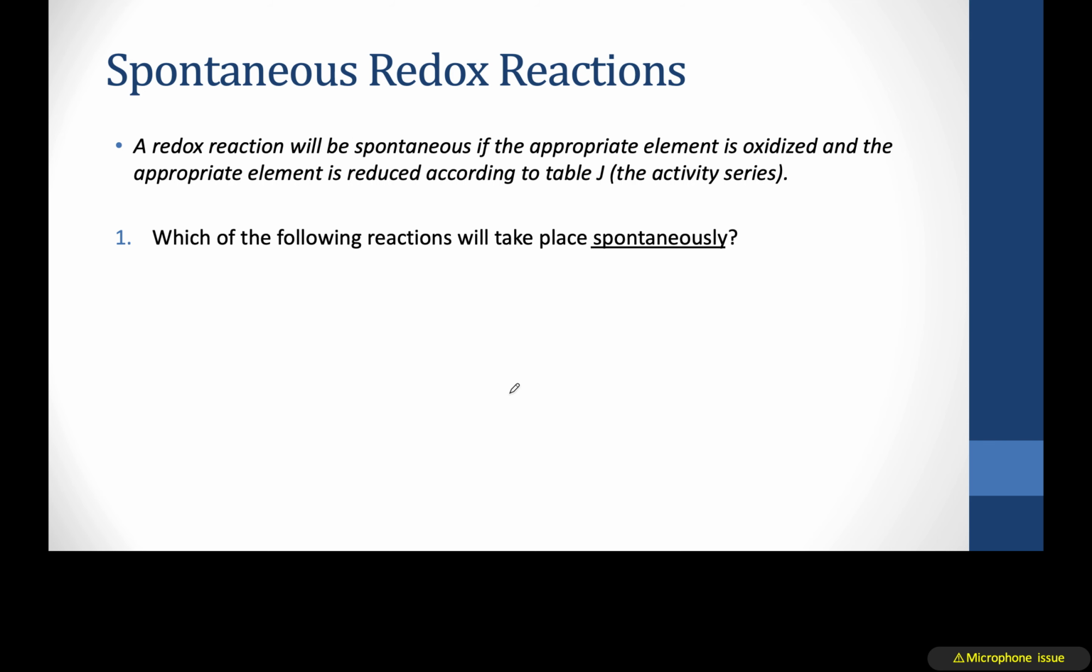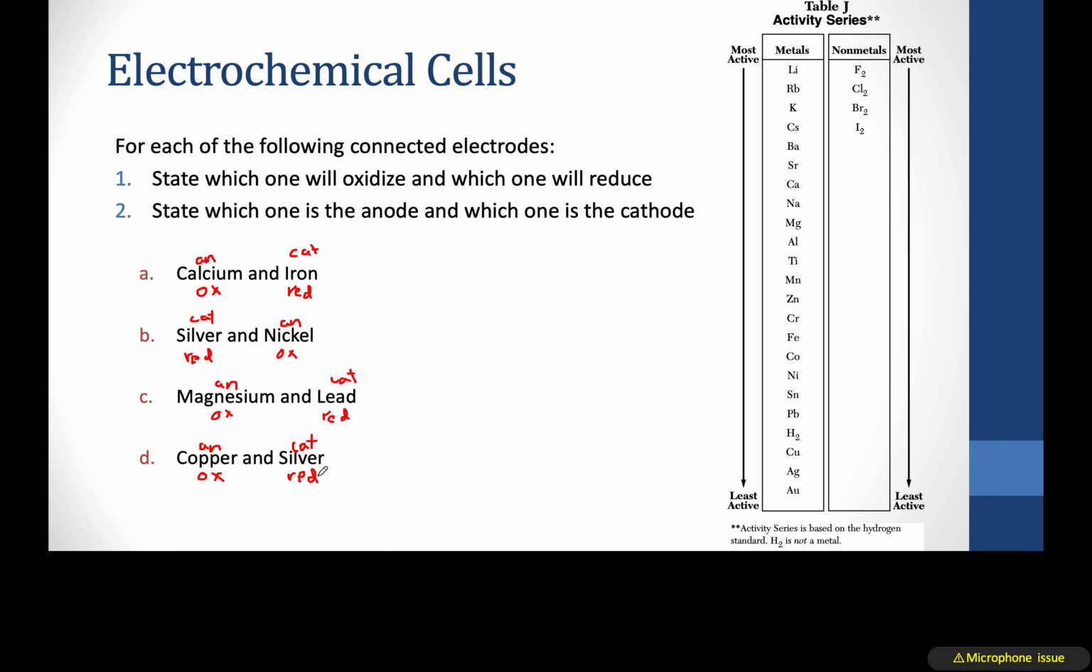So how do we know if a reaction is spontaneous? A redox reaction will be spontaneous if the appropriate element is oxidized and the appropriate element is reduced according to table J. Okay, so back here, let's go with copper and silver. If we have a reaction where copper gets oxidized and silver gets reduced, that's spontaneous. If we have a reaction where copper gets reduced and silver gets oxidized, which is not what it should be, that's going to be non-spontaneous.